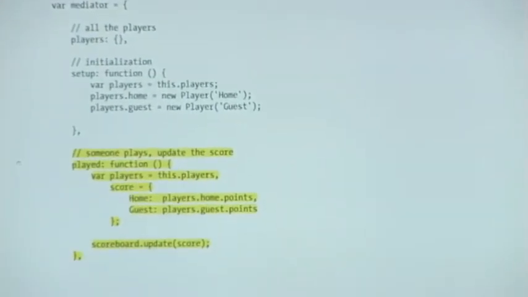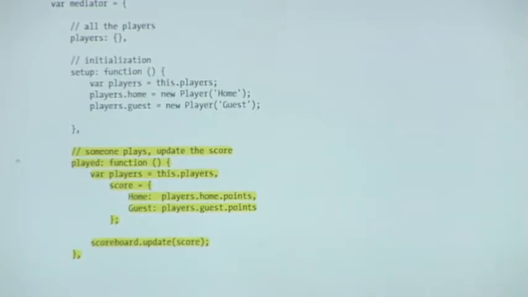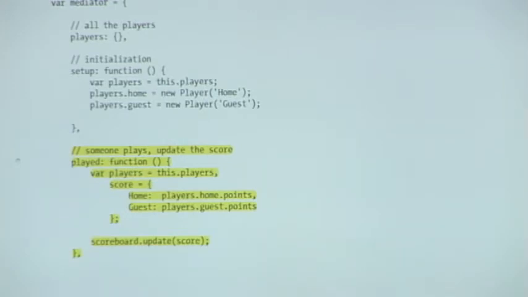Here's the real meat of it. You've got this mediator object. So the player is the one that fires this. So it fires mediator.played. Mediator.played sets the score object and then updates the scoreboard.